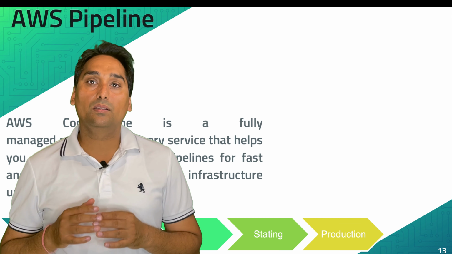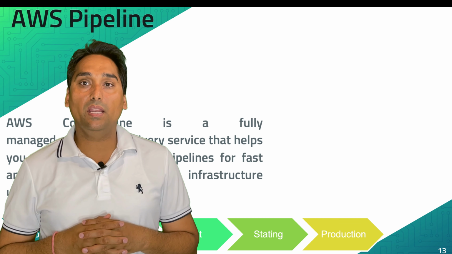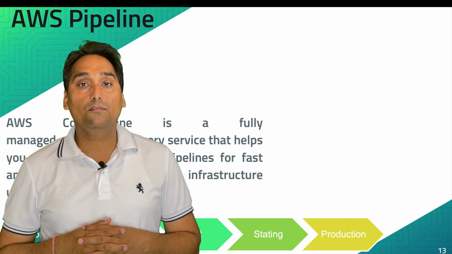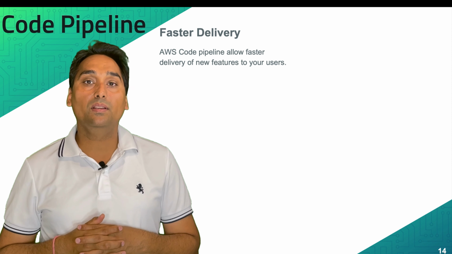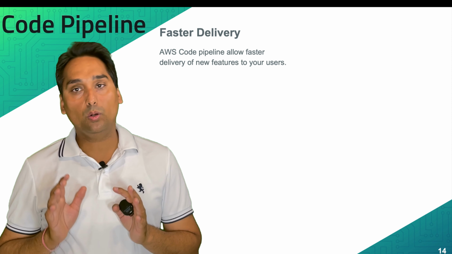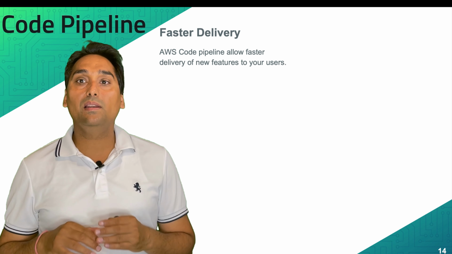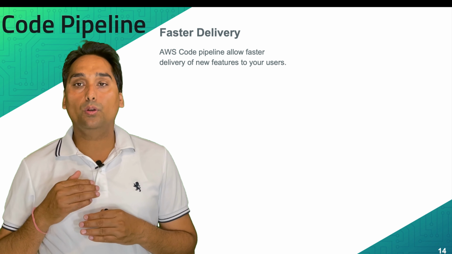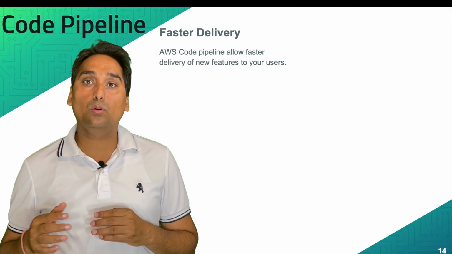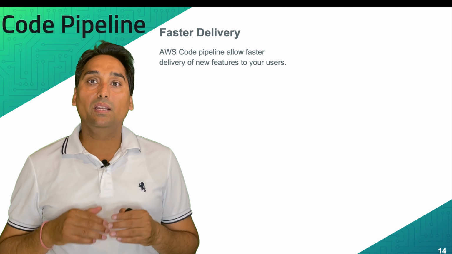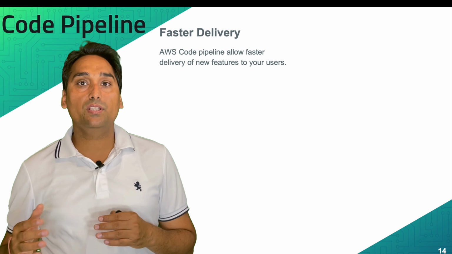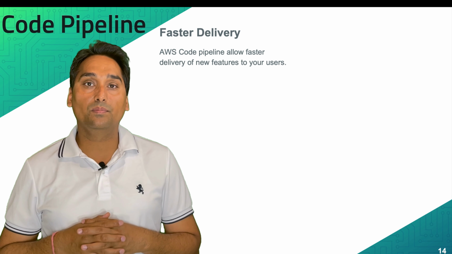Let's look at some of the benefits of using AWS Code Pipeline. So first thing is faster delivery. AWS Code Pipeline automates your software release process, allowing you to rapidly release new features to your users. With AWS Code Pipeline, you can quickly iterate on feedback and get new features to your users faster.